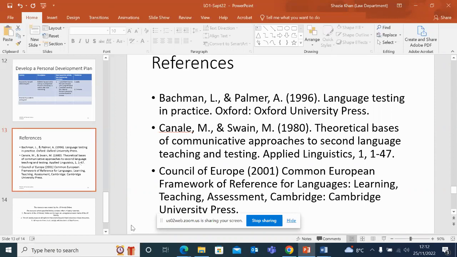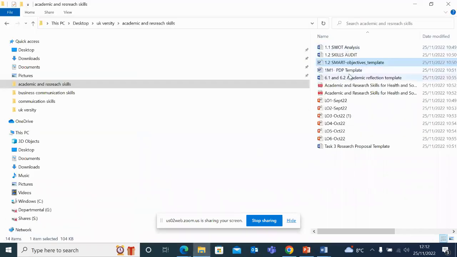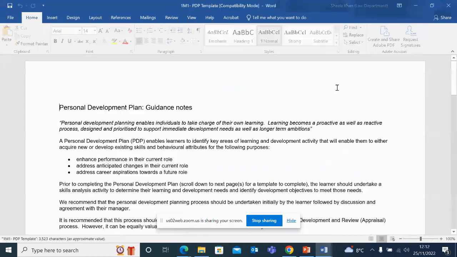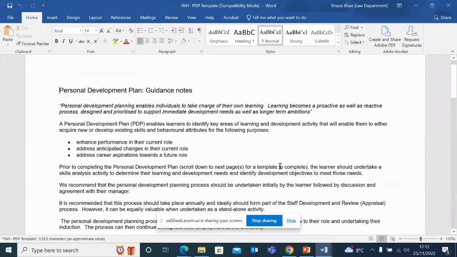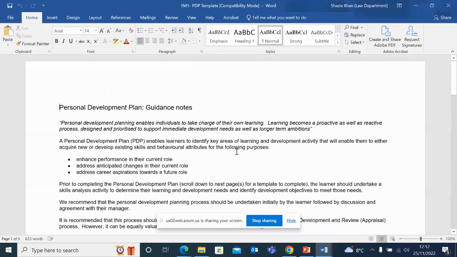So let me just show you something on personal development, the PDP-1 template. Okay, so this is a personal development plan. And this is again on Moodle for you to have a look at in your own time. It enables individuals to take charge of their own learning. So learning becomes a proactive as well as reactive process, designed and prioritized to support immediate development needs as well as longer term ambitions.